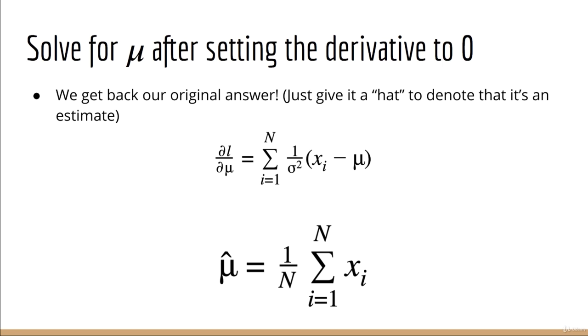Okay, so what do we get if we set this to 0 and solve for mu? Well, you can see that we get back our original answer, that mu is the sample mean of x. This is called the maximum likelihood estimate of mu, because in order to find it, we maximize the likelihood.